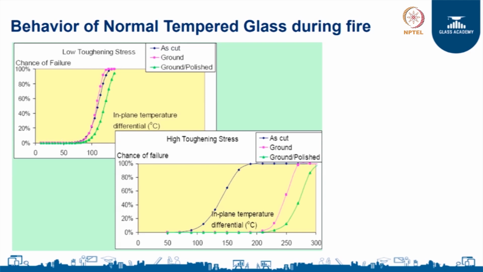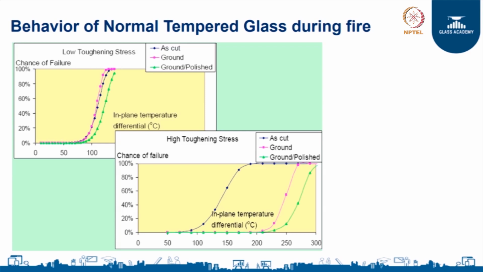The temperature differential is the increase in the temperature of the glass during a fire relative to before the initiation of a fire. So, it is always going to be at room temperature for interior applications. As the temperature progresses during a fire, what are the chances that a typical normal tempered glass would break?